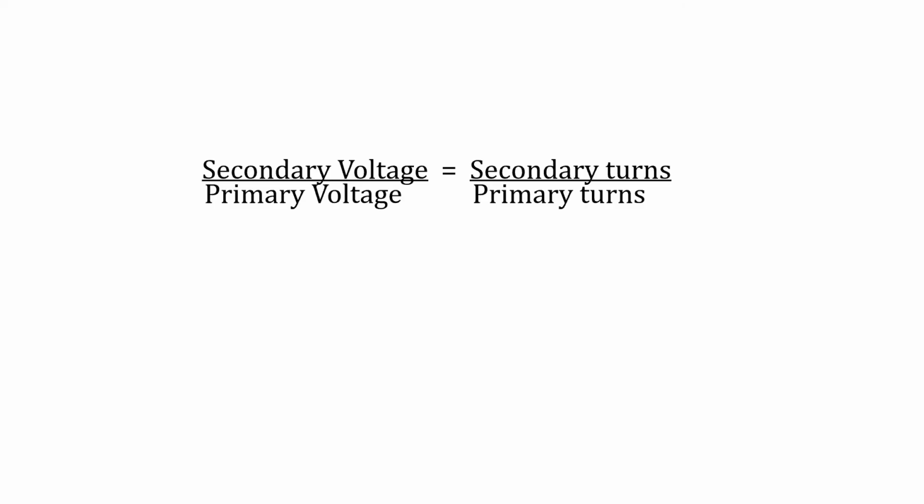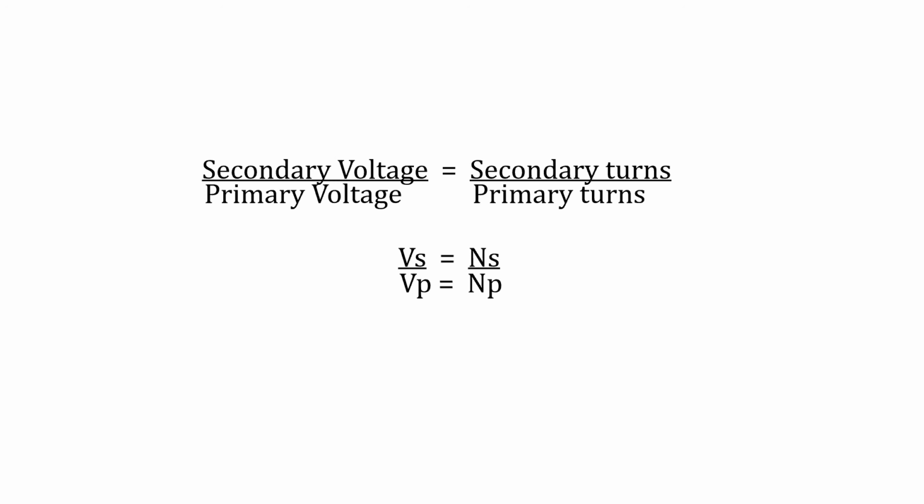The secondary voltage can be calculated using the equation: secondary voltage over primary voltage is equal to secondary turns over primary turns. The turns here refers to the turns of the coil. Using symbols, we have Vs over Vp is equal to Ns over Np.